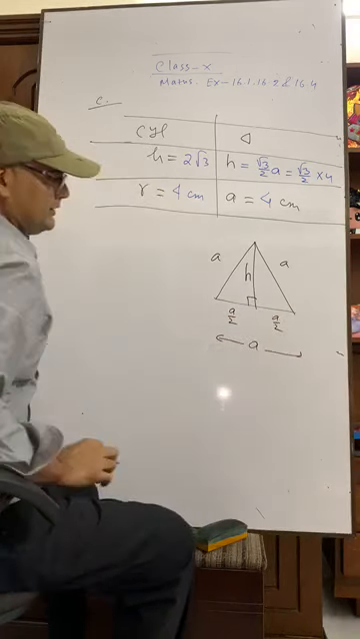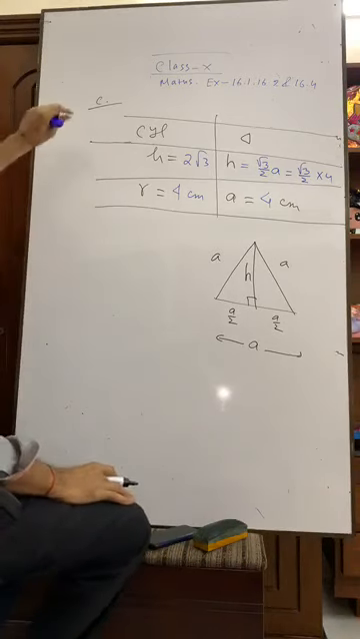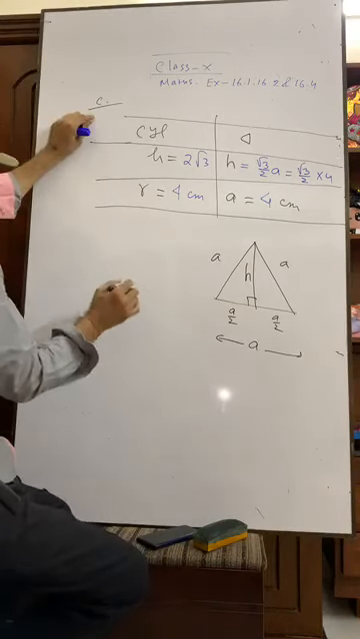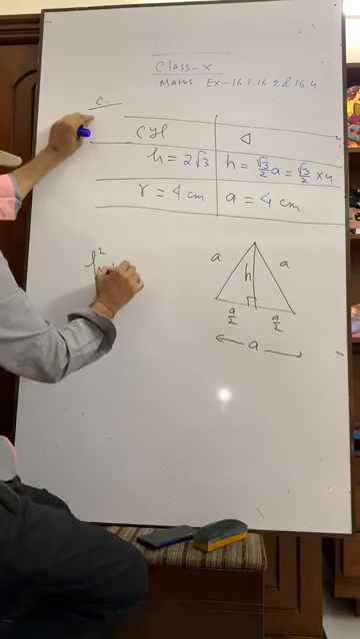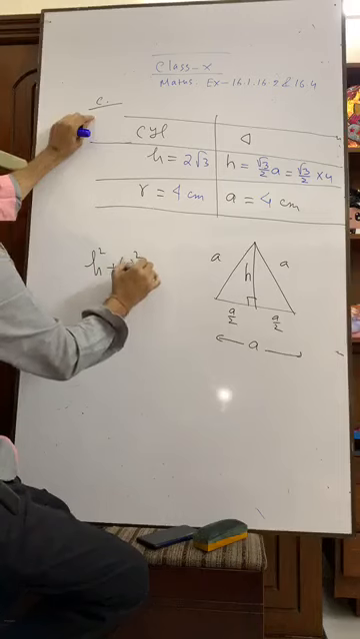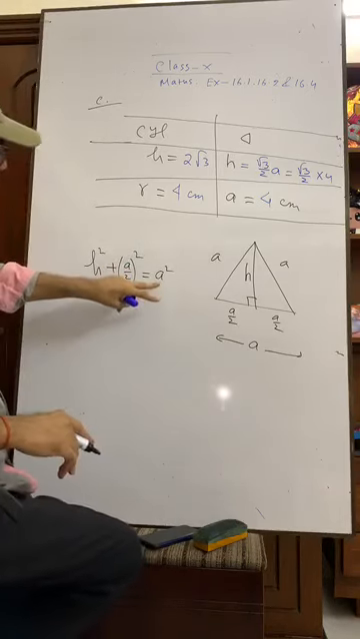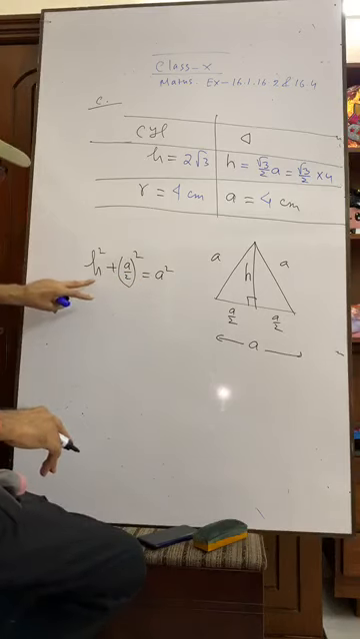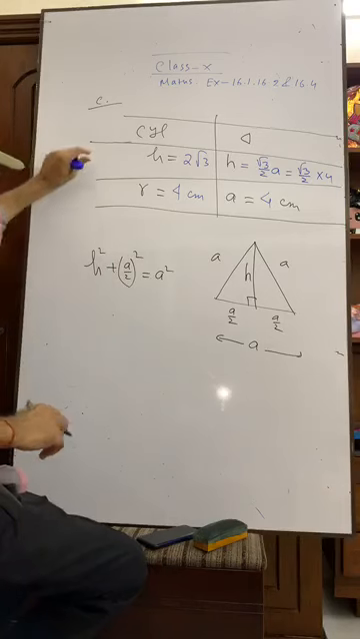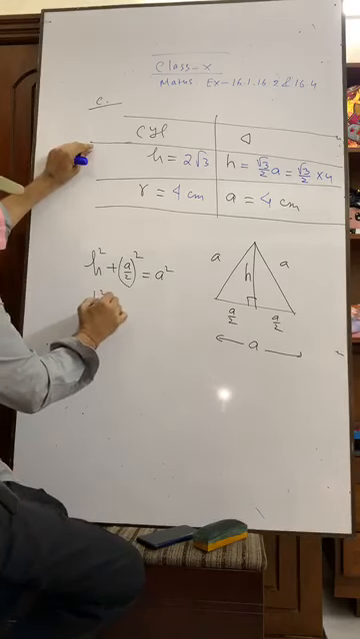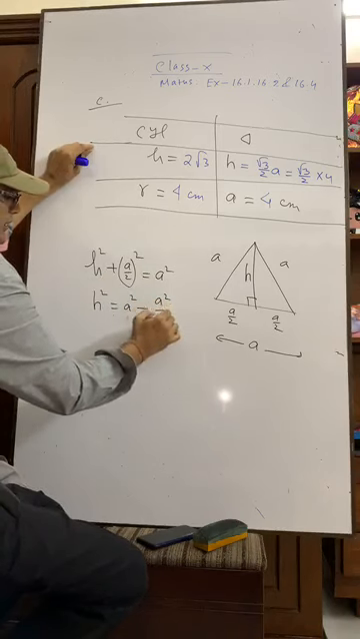By applying the Pythagoras theorem, we can write h square plus a by 2 whole square is equal to a square. The hypotenuse square is equal to the sum of the squares of the other two sides. So from here, h square is equal to a square minus a square by 4.